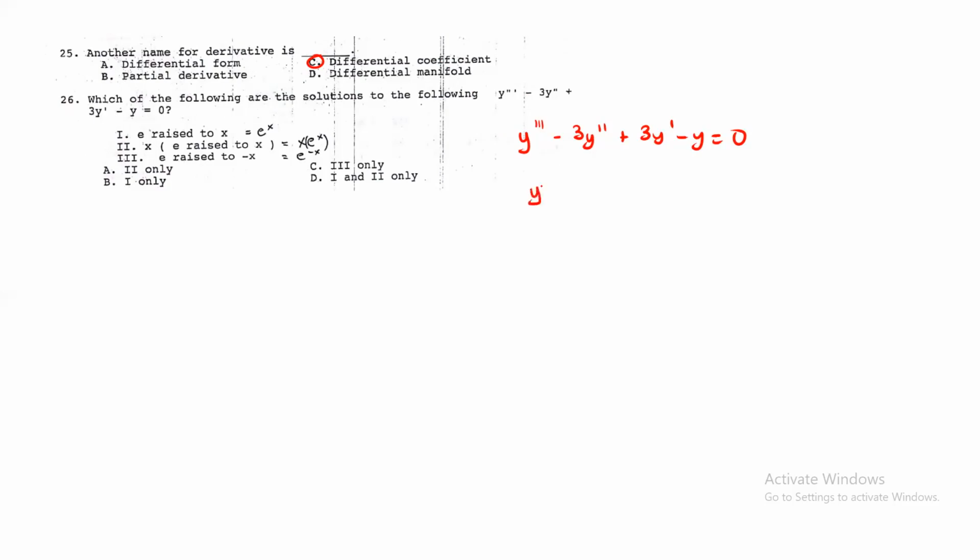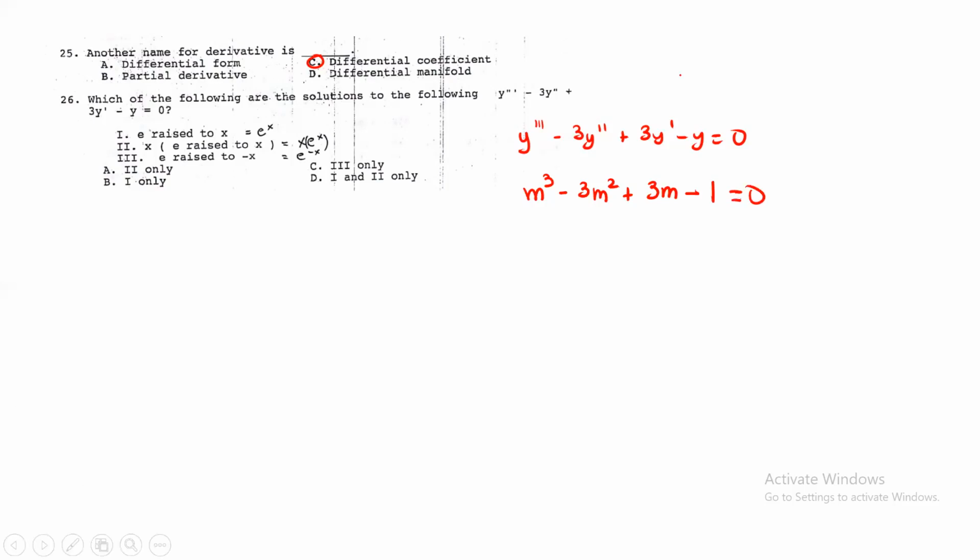So y cube minus 3y squared plus 3y minus 1. Let's just use m instead, so that the y isn't confusing. M cube minus 3m squared plus 3m minus 1 is equal to 0.